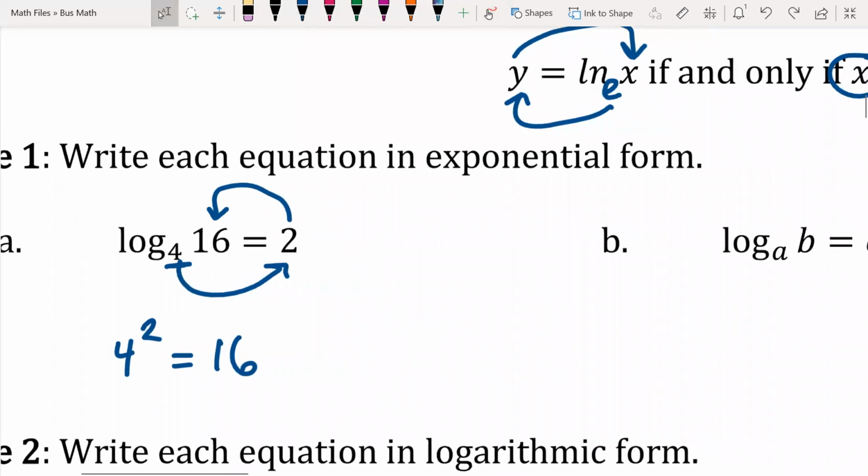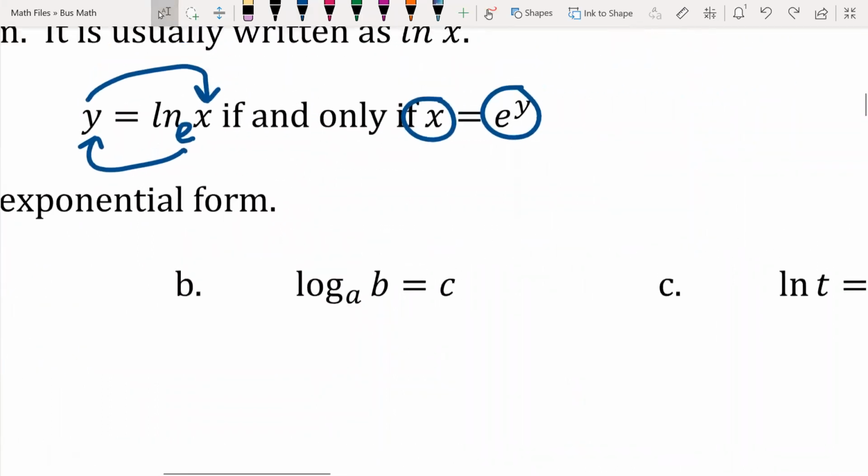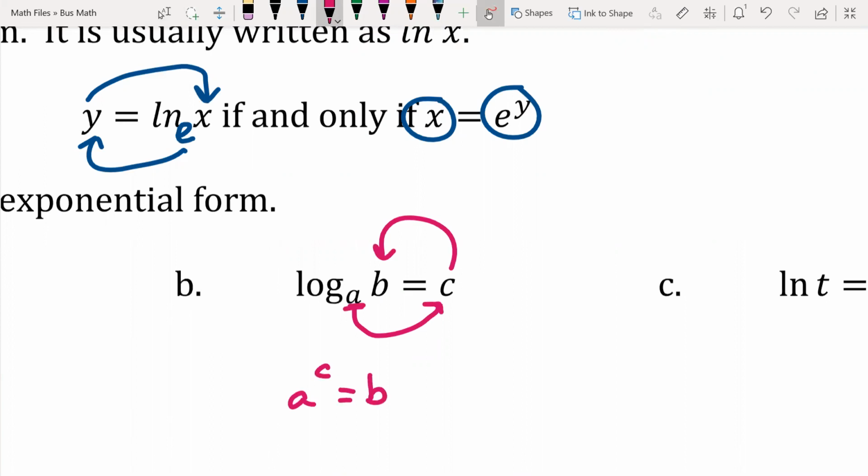Okay, do it again. B, convert this from log to exponential. So you take the base of the log, raise it to that outside number, a to the c, and set it equal to the inside number of b. There it is.